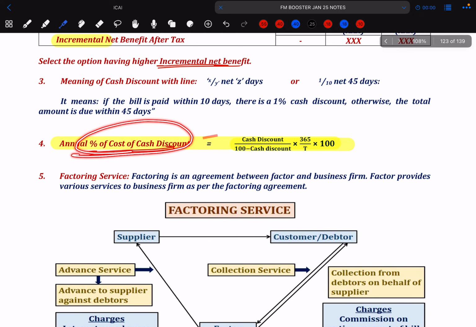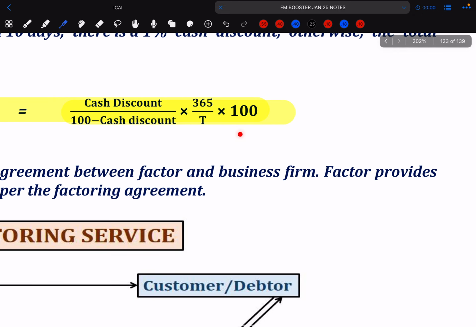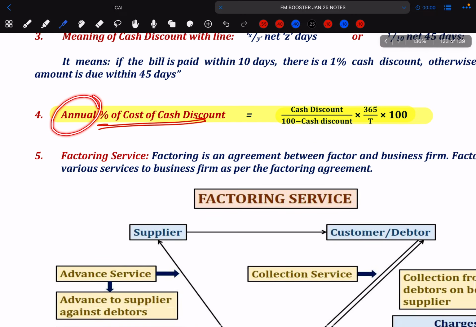This is annual cost, like effective annual rate. So he says that if you pay in 5 days, you are going to get 2 rupees discount, right? So this is for 5 days. You are going to find it out for annual.